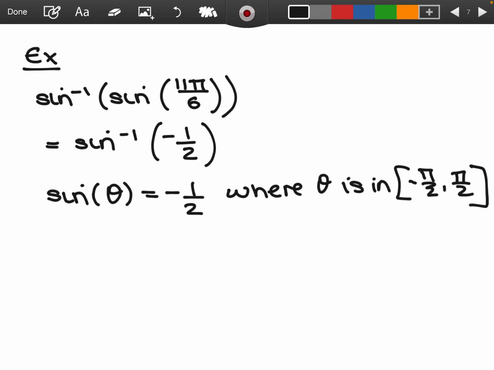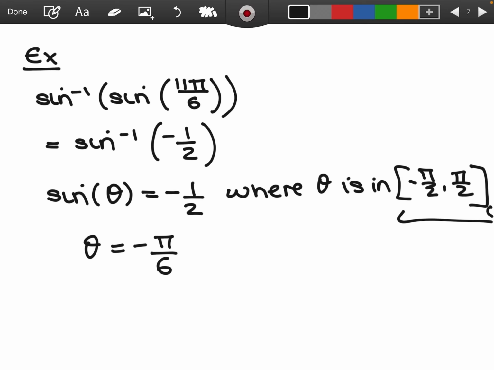Well, if I go ahead and look at my unit circle and find the value that is between negative pi over 2 and pi over 2, you will see that it's got to be coterminal to 11 pi over 6, but the problem is 11 pi over 6 doesn't land between negative pi over 2 and pi over 2. So I have to find the angle that's coterminal to it that does land between those values. So that tells me it's negative pi over 6.